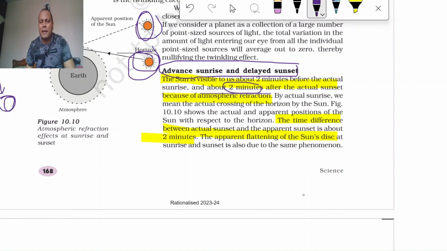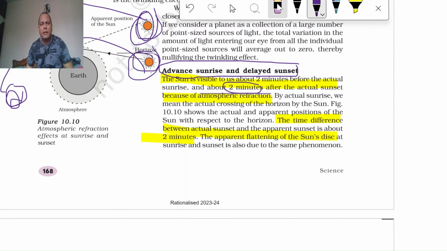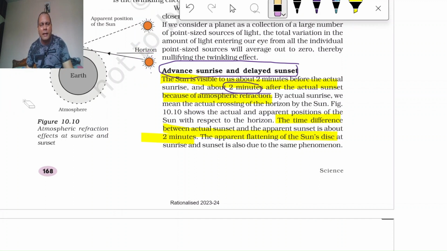So this is the advance sunrise and delayed sunset. When the sun sets, it will actually go there, but due to the atmospheric phenomena it will look like it is here. The actual sun will move from here to here, but we will observe the sun from here, and when the sun sets here, it will look like it is here. This is the phenomenon of advance sunrise and delayed sunset.